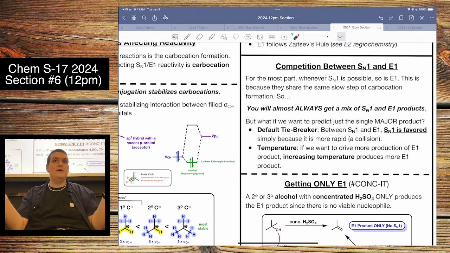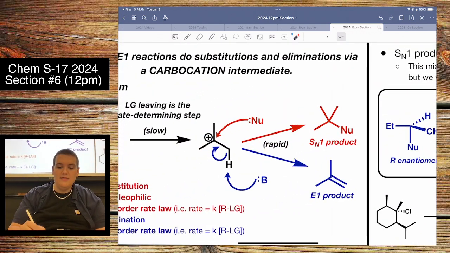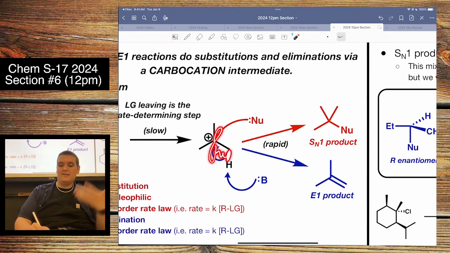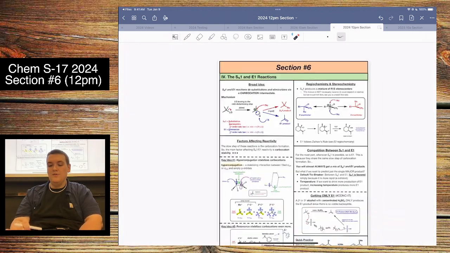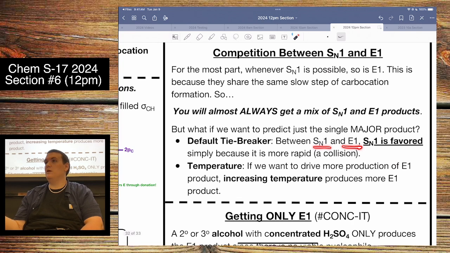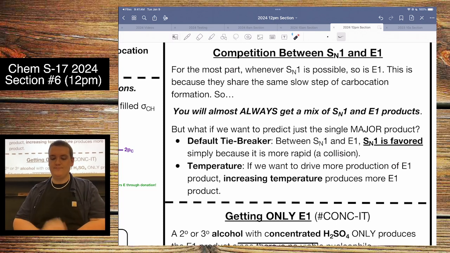And our default tiebreaker is SN1 predominates over E1 simply because it's faster. It has to do with the fact that this is a one arrow mechanism, where these two things just have to bump into each other. Whereas this one has a little more alignment of the p orbital and the sigma bond, and it's two arrows, so it's slower. That's the rough idea. So with everything else equal, if you're in SN1 E1 land, SN1 wins as the major product. There's still probably some E1 formed, but again, we care a lot more about what is the major product produced.